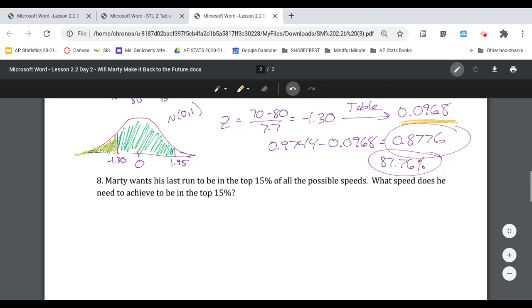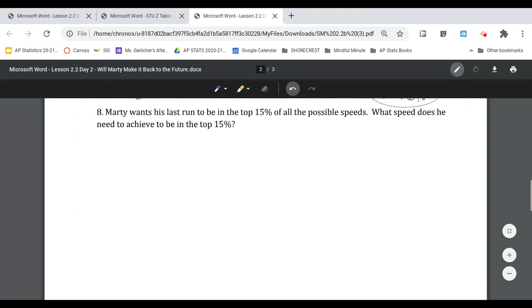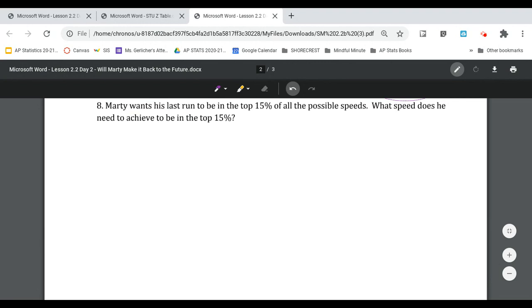All right. Our last one is different because it is going backwards. They are giving you a percent to start with, and notice the word top. They're giving you a percent above a value. So let's draw our picture. Okay, and I don't know exactly where the cutoff is, but it's going to be somewhere up here, right? This area is 15%, so 0.1500.